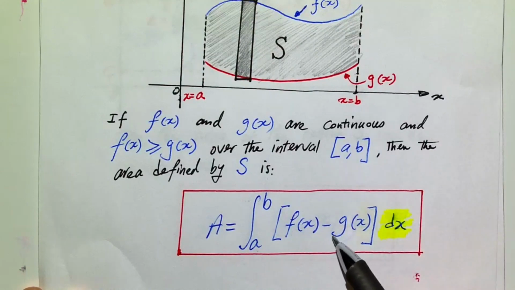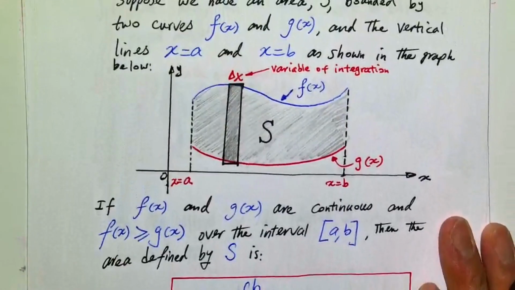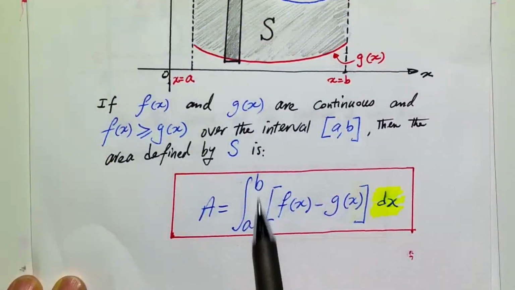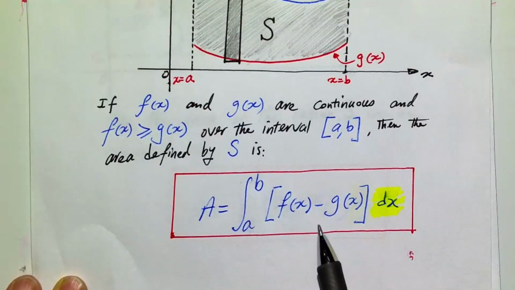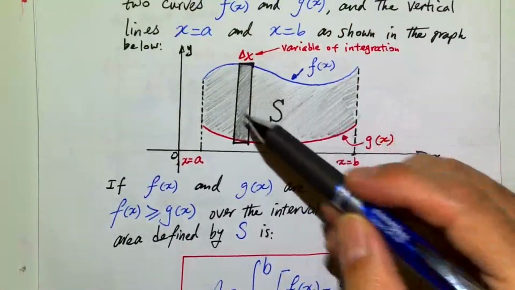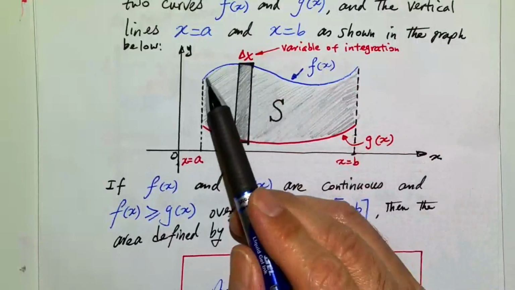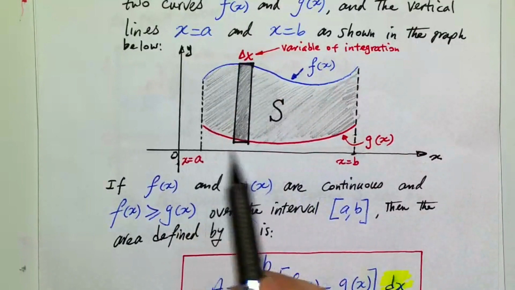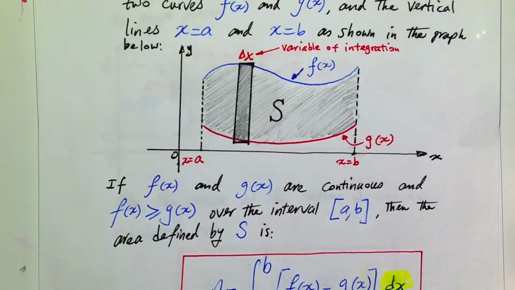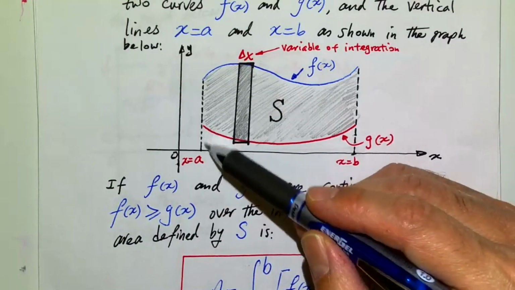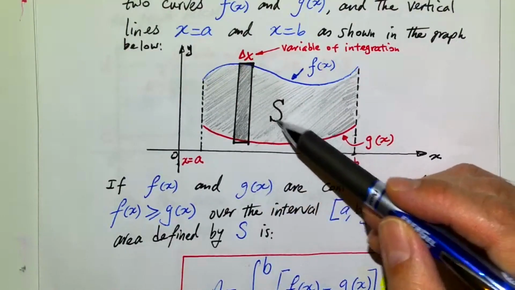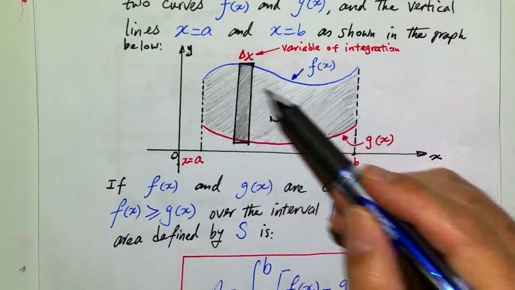Now, why do we subtract? Well, if we look back at the picture, what does the integration of f of x from a to b do? What it does is find the area between the x-axis and the blue curve. Now, that's not what we want, right? We need to subtract this piece that is outside of region S, which is the shaded area we'd like to calculate.